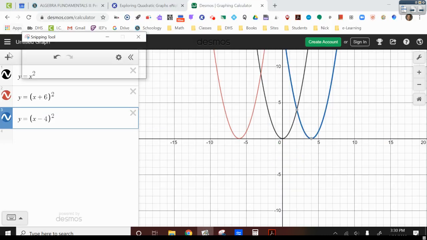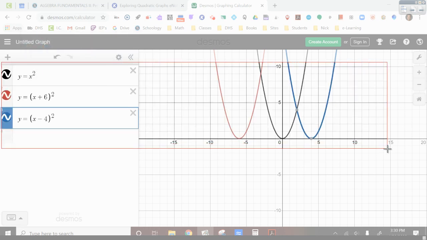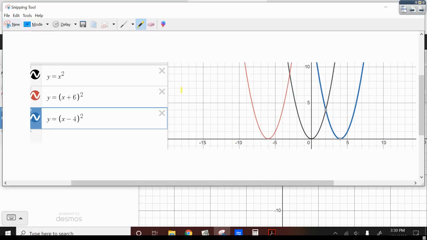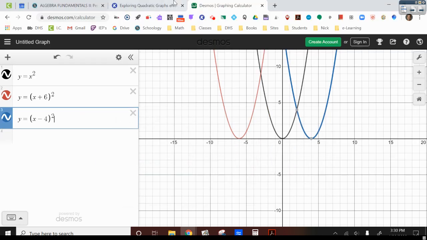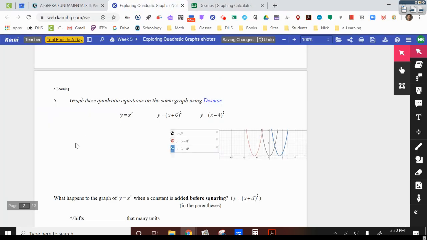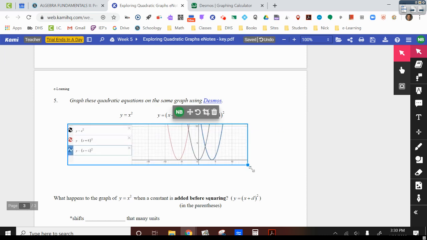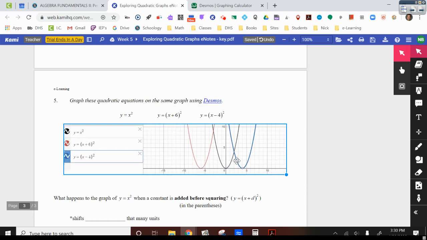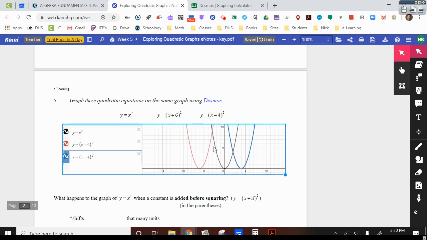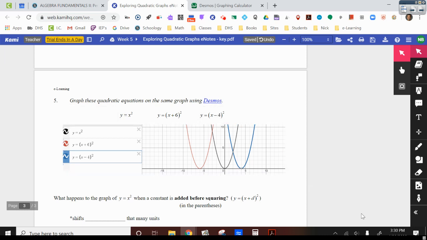Let's take a picture of this, and we're going to copy and paste that onto the notes so you can use it for reference. And there you go. Here's my parent in black, and when we added a number inside the parentheses, it shifted to the left. And when we subtracted a number inside the parentheses, it got shifted to the right that many units.